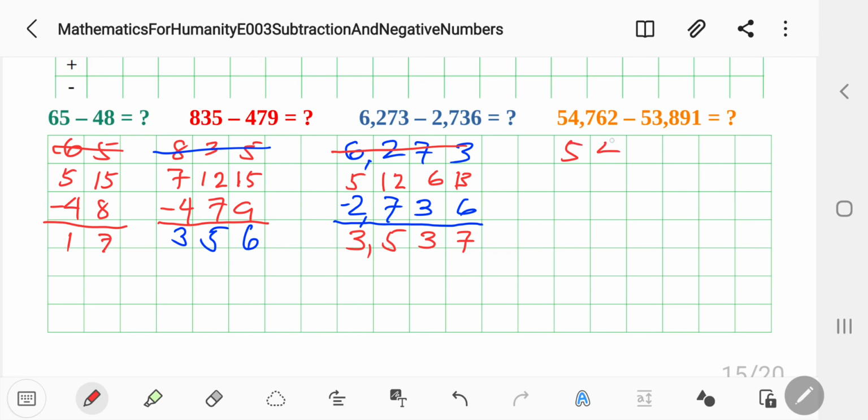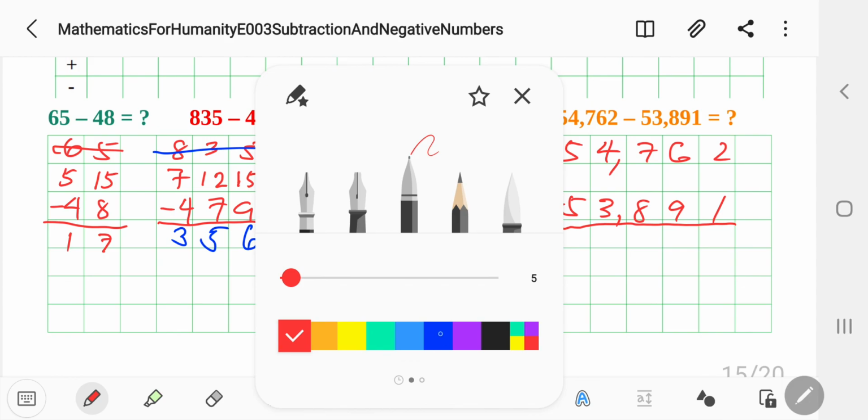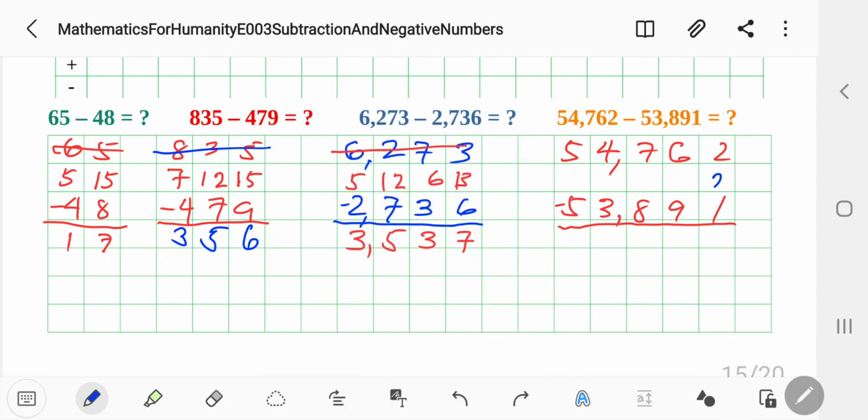This is 54,762 minus 53,891. This one. So 2 is larger than 1. By the way, let's check if 54,000 is larger than 53,000, right? So that's okay. So 2 minus 1 is okay, so you can write 2 here.